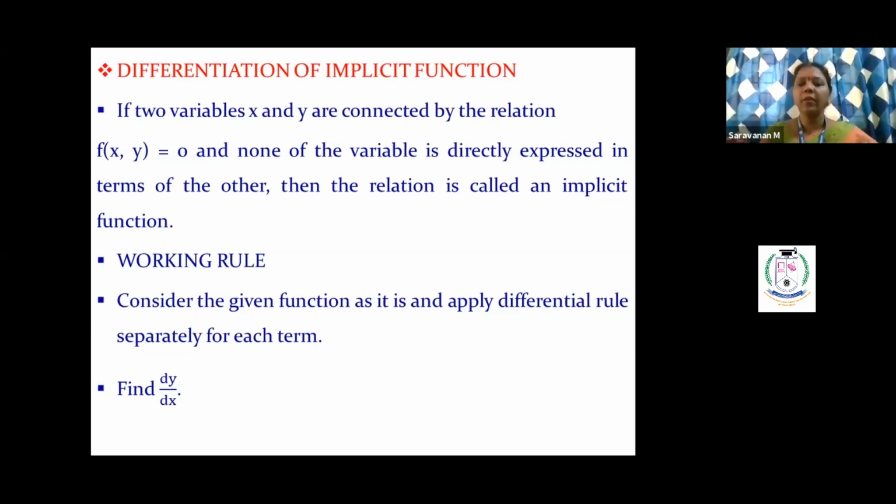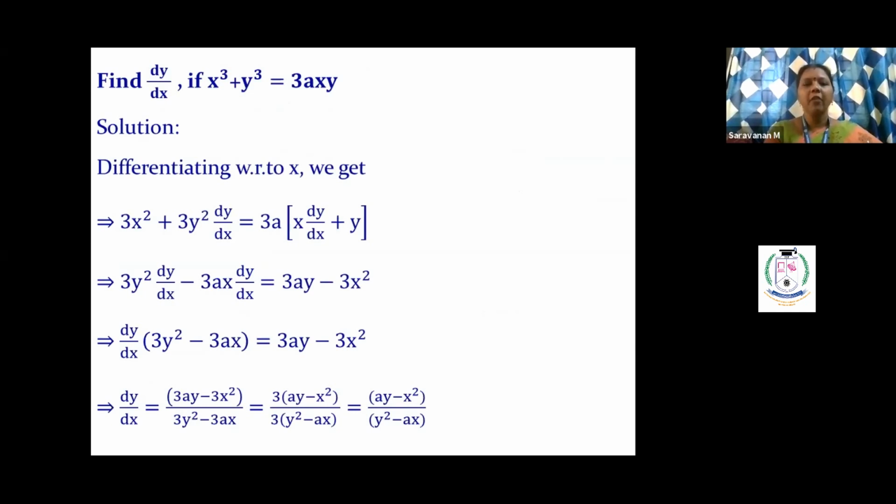Okay. So given function as it is and apply the differential rule separately for each term. Okay. Differential rule is addition or subtraction, product rule, or quotient rule. These three rules will be using. Using that rule, we can find dy by dx. Okay. Now we'll see the problem. Find dy by dx. If x cube plus y cube is equal to 3axy. Okay.